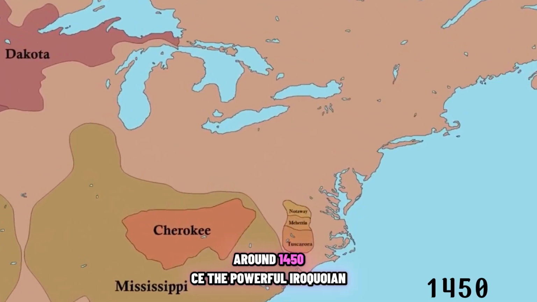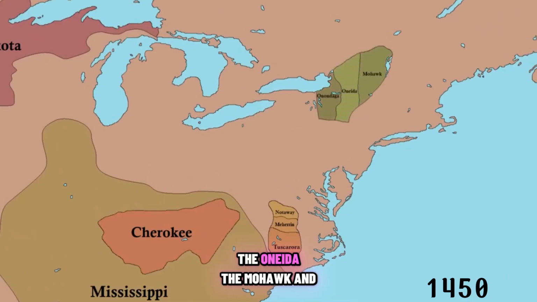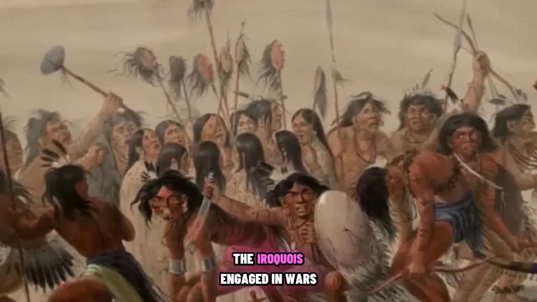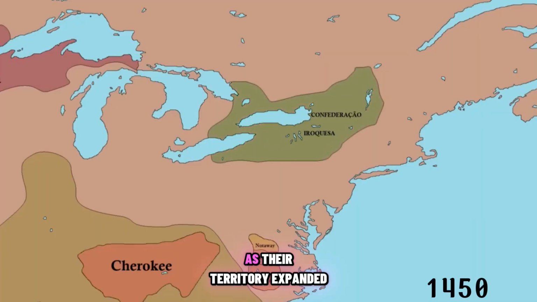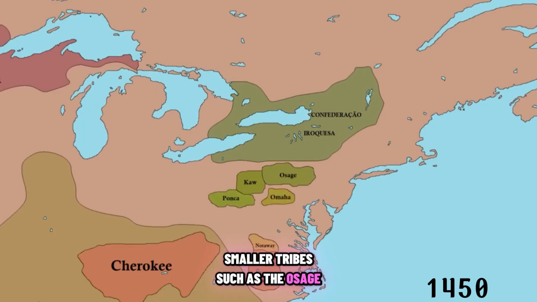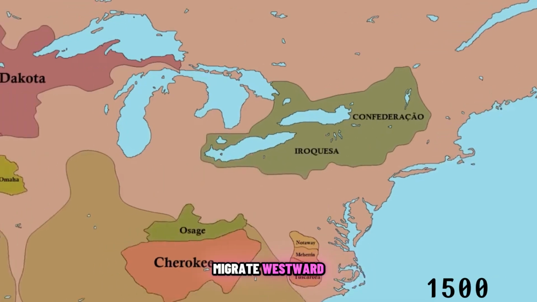The Cliff Palace was built between 1190 and 1260 CE. Around 1450 CE, the powerful Iroquoian-speaking tribes, the Oneida, the Mohawk, and the Seneca formed the Iroquois Confederacy. The Iroquois engaged in wars with many neighboring tribes. As their territory expanded, smaller tribes such as the Osage, Kaw, and Ponca were forced to migrate westward.